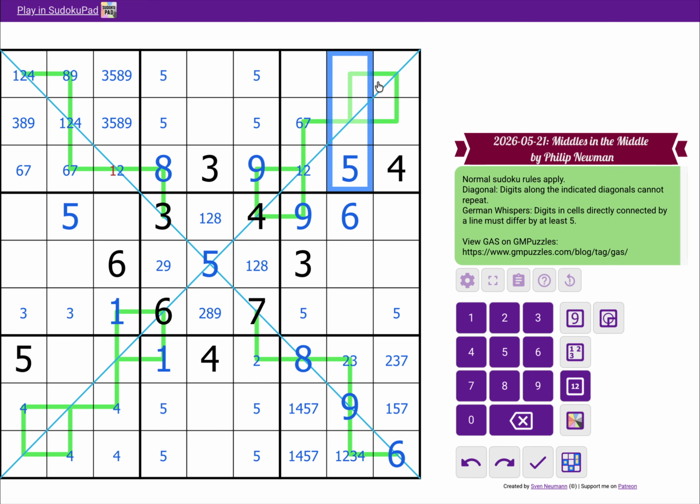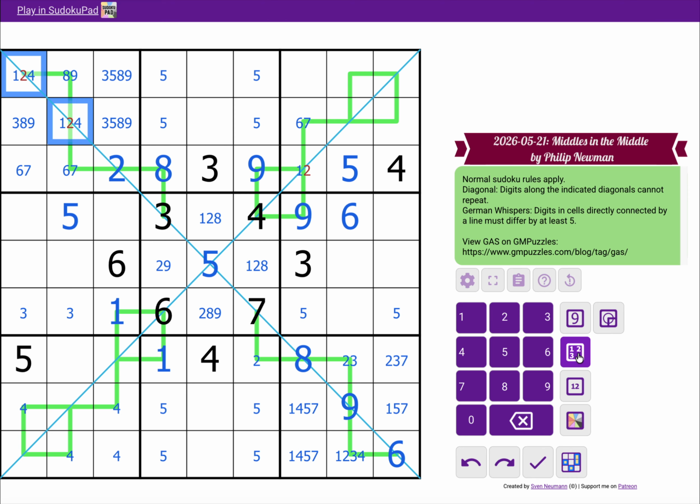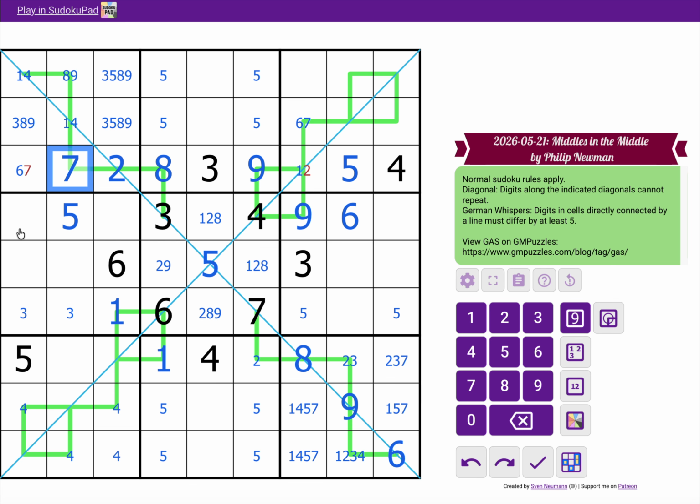Okay, no 6 here, no 6 here, no 6 here. Could there be a 6 here? Oh, this has to be a 2 now. This is a 1-4 pair. Now this, because this is a 2, this can't be a 6, so this is not at least 5. So this actually is a 7, which makes this a 6. And then that makes this a 1.